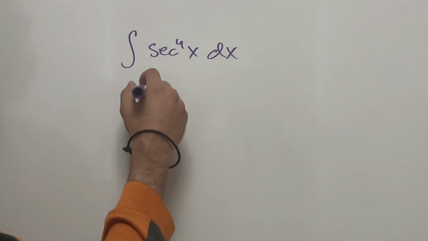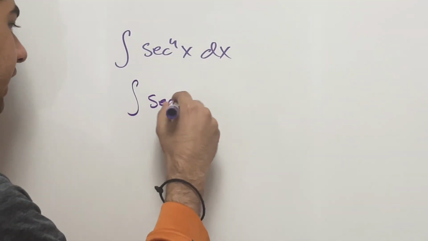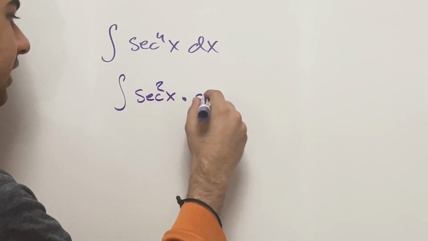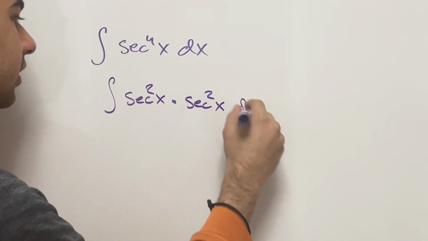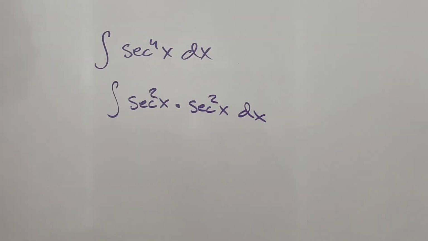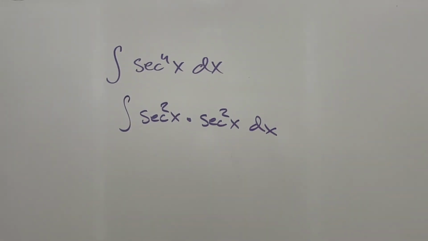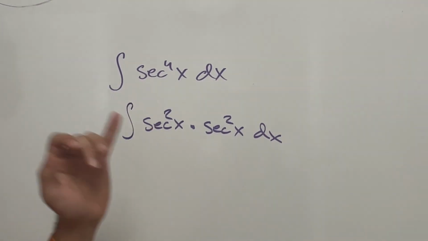I'm gonna do a big brain move real quick. I'm gonna rewrite this as the integral of secant squared x times secant squared x. This is all the same, the exponents add up to 4. I didn't really change anything, I just re-expressed it. So secant squared x times secant squared x.